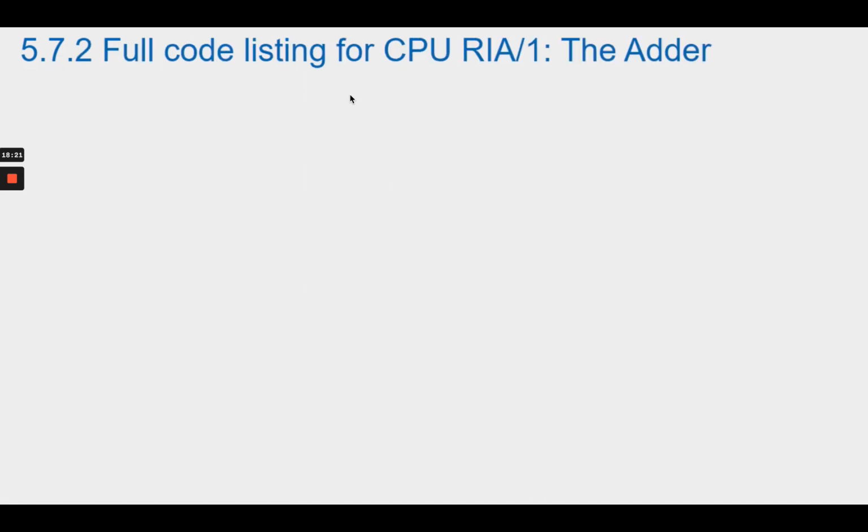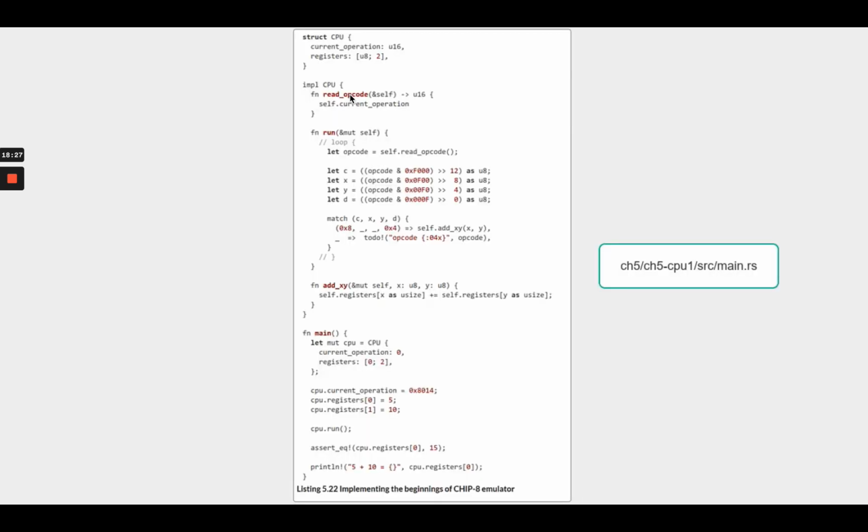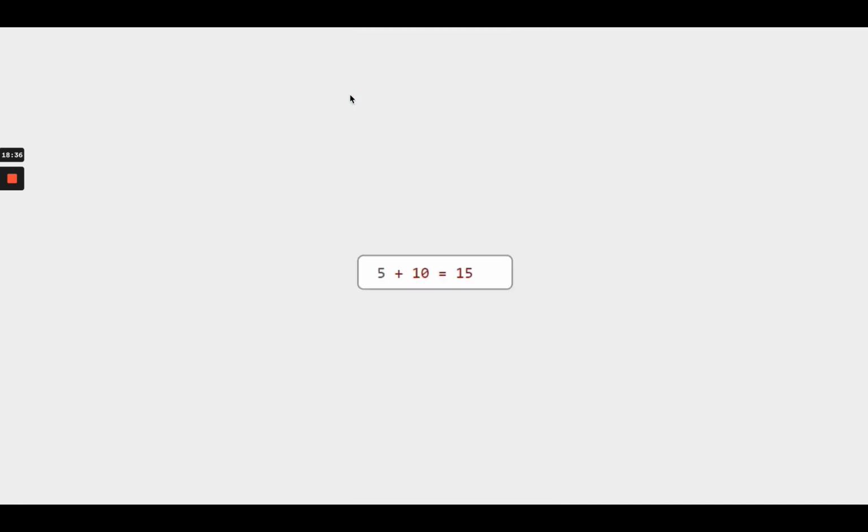Section 5.7.2. Full code listing for CPU RIA/1, the adder. The following listing is the full code for our proto-emulator, the adder. You'll find its source in this file. The adder doesn't do much. When executed, it prints the following line.